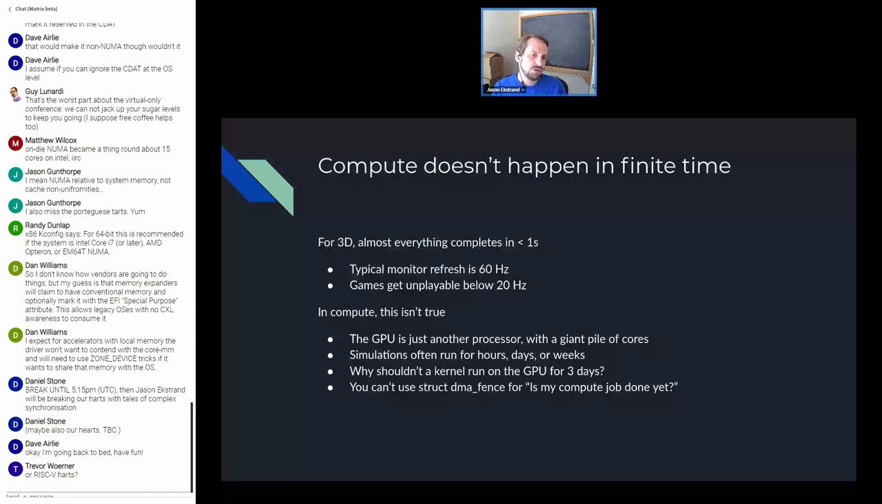In the compute world, this isn't at all true. The GPU is just another processor with a bunch of cores. A compute job could take forever. Why shouldn't a single shader run on the GPU for 3 days? So there's no real concept of finite time there anymore. Currently, the way this is dealt with is either drivers cheat behind the kernel's back and just don't do DMA fences somehow, or the jobs have to chop their work up into smaller pieces in order to avoid hang timers, or it just doesn't work properly.